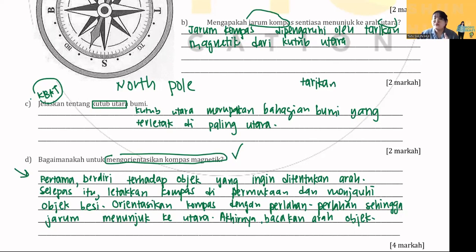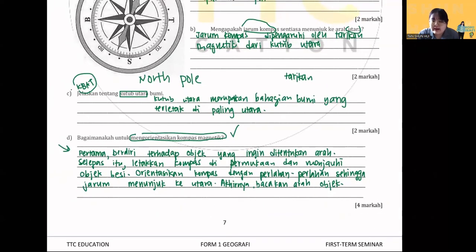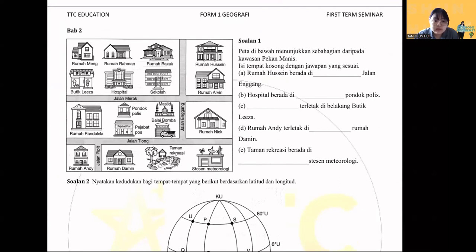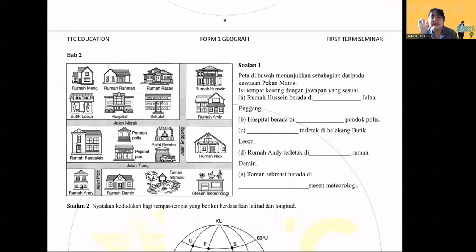So let's move to chapter two. All right. Now for chapter two, I'm not gonna show you the notes already. I'm gonna show you with questions. Okay, so can you move down? Here, there's a few types of questions they like to ask in chapter two. The first one they like to ask you about is kedudukan relative. What does kedudukan relative mean? You're gonna tell me your location by telling me kiri, kanan, depan, belakang. Left, right, in front, behind. Easy, right?